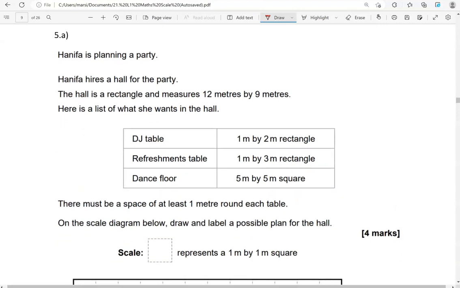Hanifa is planning a party. Hanifa hires a hall for the party. The hall is a rectangle and measures 12 meters by 9 meters. Here is a list of what she wants in the hall.